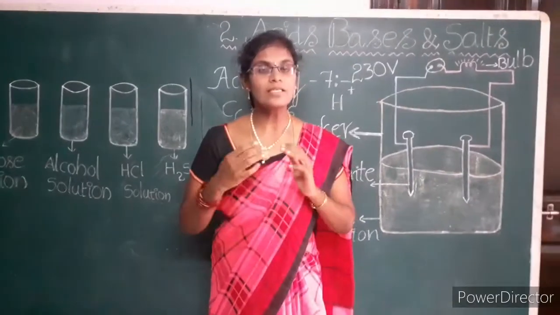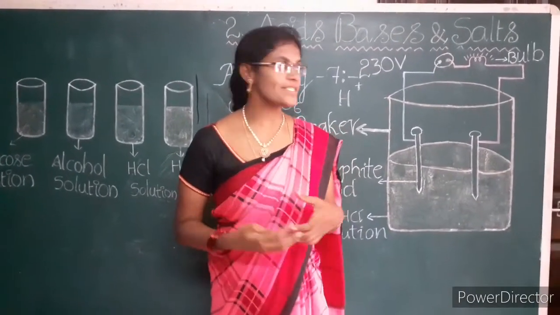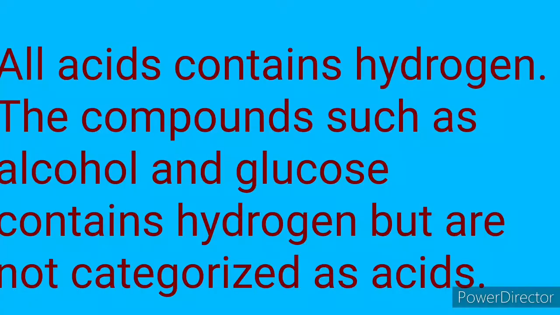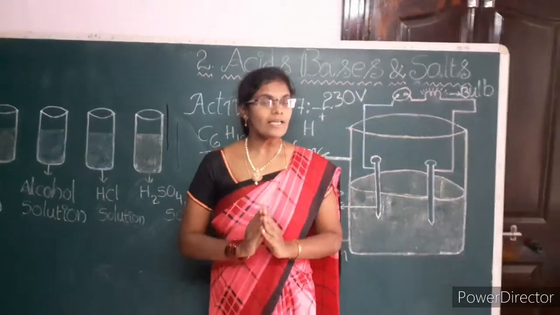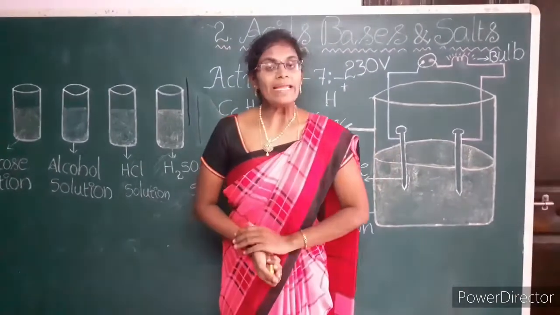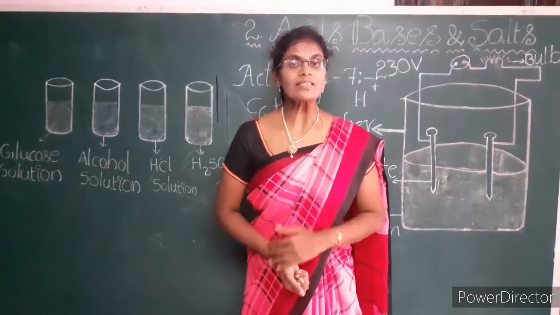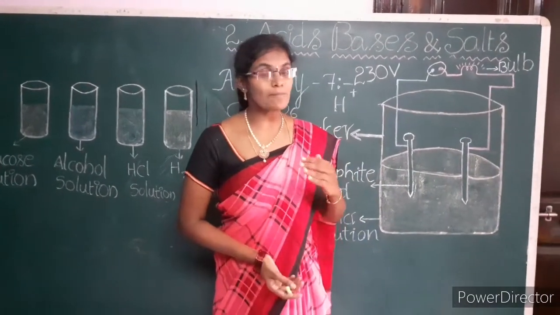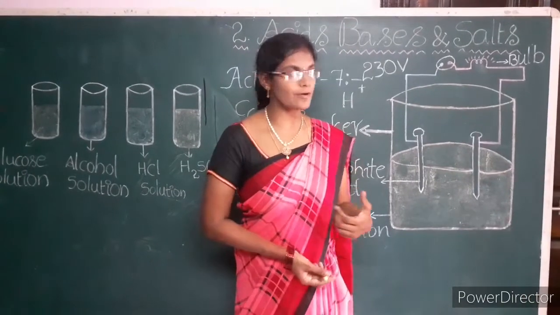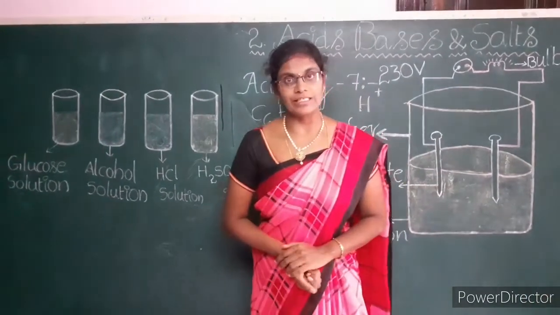Children, by these observations, what do we conclude here? All acids contain hydrogen. Compounds such as alcohol and glucose contain hydrogen but are not categorized as acids. Children, in this activity, mainly what we understood is that in aqueous solution, acids produce H plus ions. These H plus ions are responsible for the conduction of electricity.